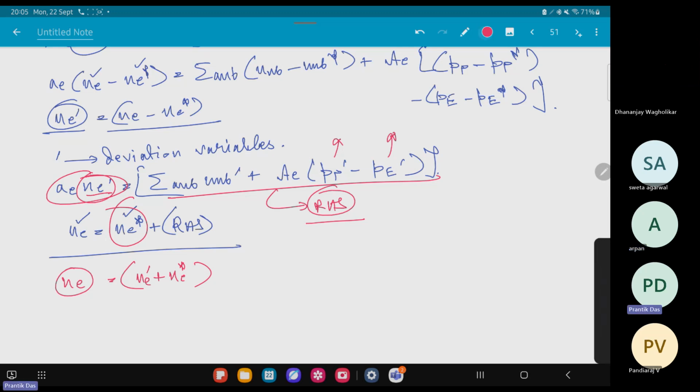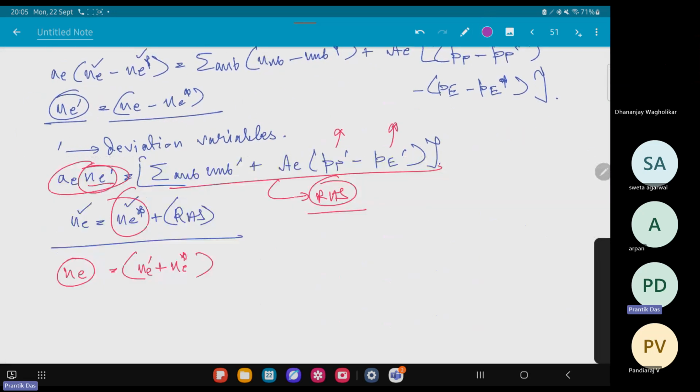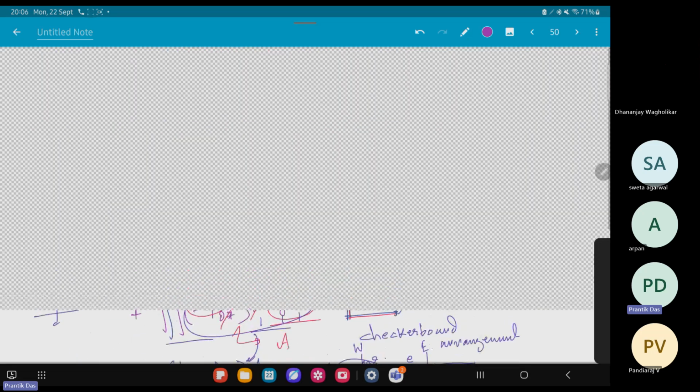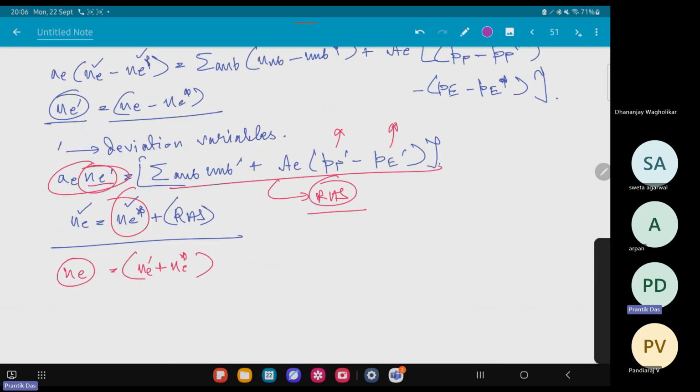So in this algorithm, I said that this is the Semi-Implicit Method for Pressure Linked Equations. So why is it semi-implicit? What we do is we ignore the first term on the right hand side of the equation, and we take this term and this term into account.